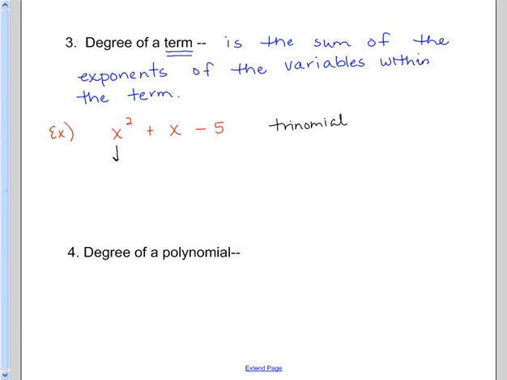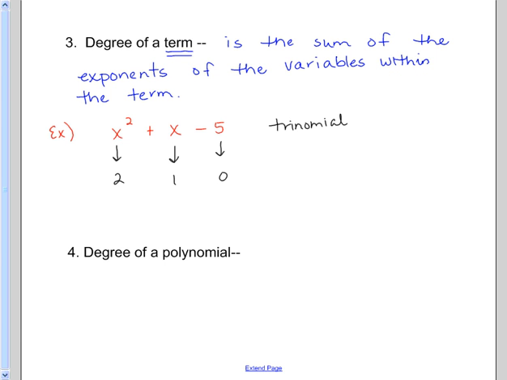The degree of x squared is just going to be 2 because that's the only variable we have is the x, and its exponent is a 2. Okay, what's the degree of the term x? Would just be 1. The degree of a constant, any term that doesn't have a variable, is always going to be a degree of 0.